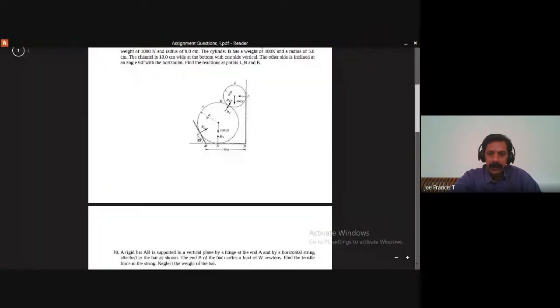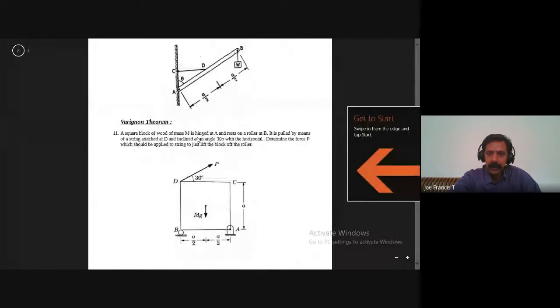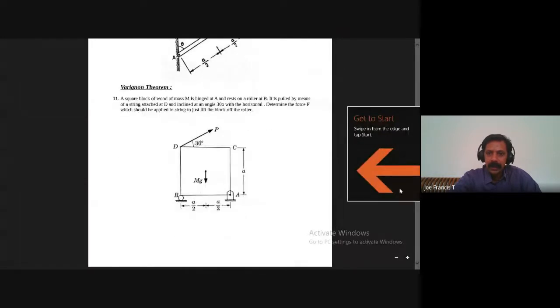If you go through this, can you see the screen? Can you see the screen? Can you see this PDF?